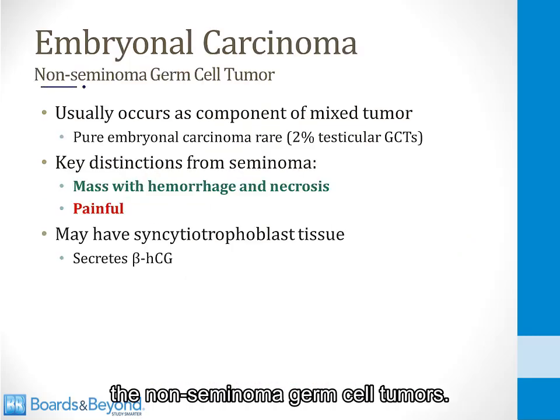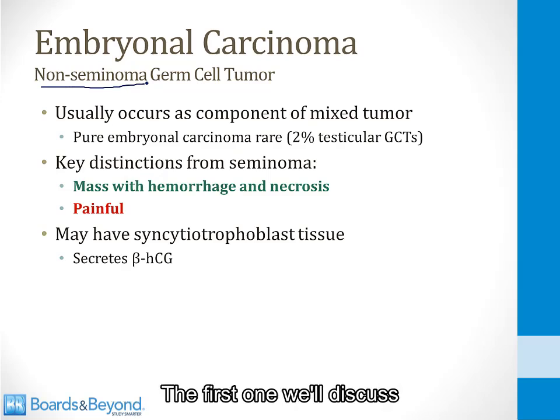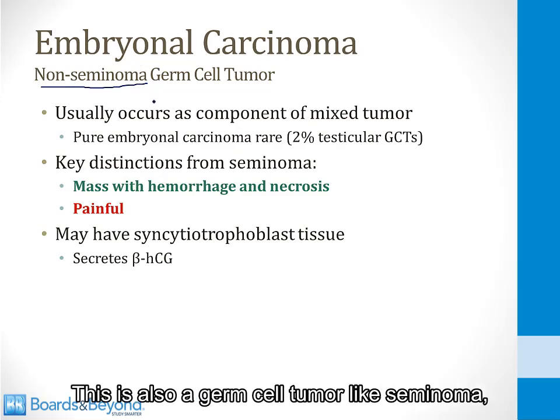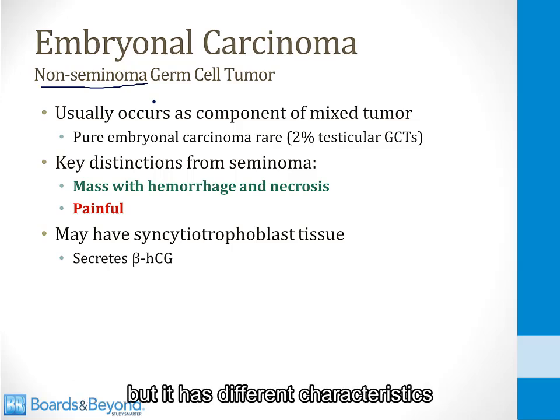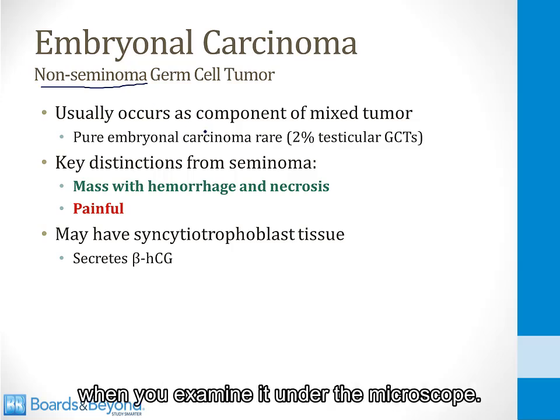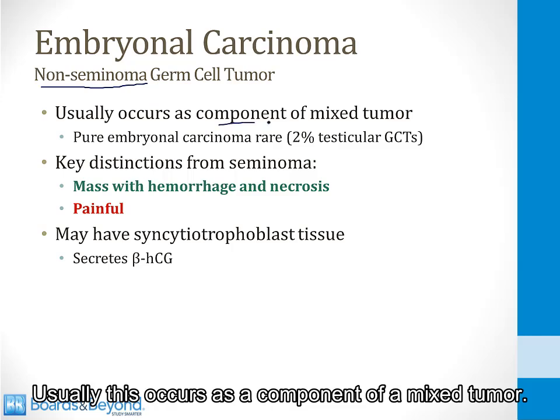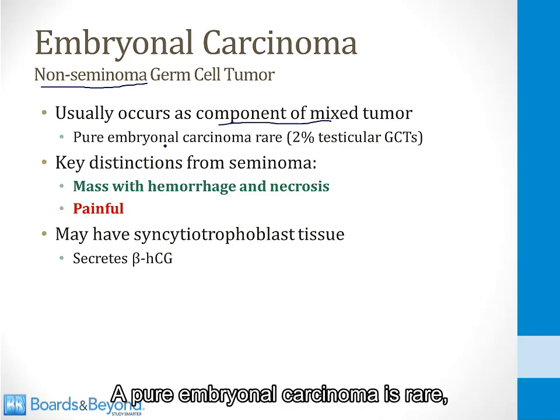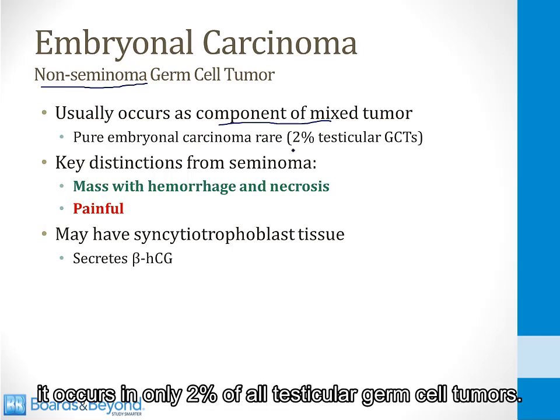Moving on, let's talk about the non-seminoma germ cell tumors. The first one we'll discuss is called an embryonal carcinoma. This is also a germ cell tumor like seminoma, but it has different characteristics when you examine it under the microscope. Usually this occurs as a component of a mixed tumor. A pure embryonal carcinoma is rare. It occurs in only 2% of all testicular germ cell tumors.